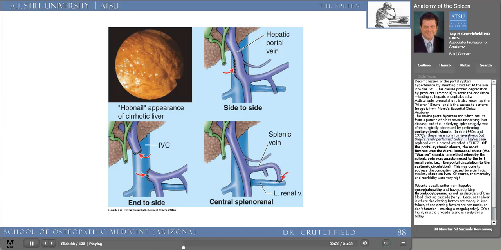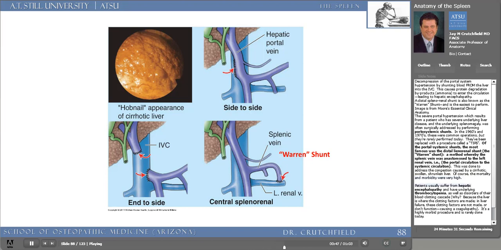Of the portal systemic shunts, the most famous was the distal splenorenal shunt, the Warren shunt, a method whereby the splenic vein was anastomosed to the left renal vein, i.e. the portal circulation to the systemic circulation. This was done to address the congestion caused by a cirrhotic, swollen, and shrunken liver.